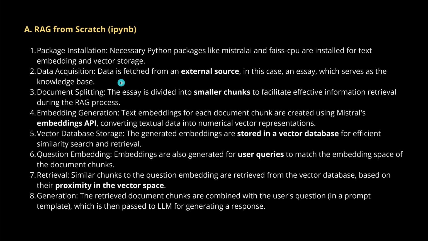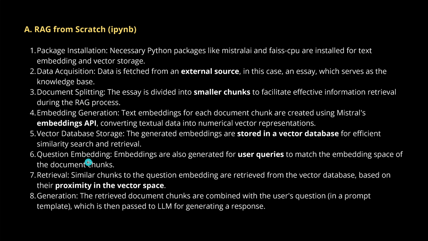Then we have the document splitting. So this data, let's say it's an essay, is divided into smaller chunks, maybe sentences, to facilitate effective information retrieval during the RAG process. Then again, as I've already shown you, we have the embedding generation. Our text embedding for each document chunk, our sentences now, is created using, for example, the Mistral embedding API, converting the textual data into a numerical vector representation in a high-dimensional mathematical space. Then those generated embeddings are stored in a vector database for similarity search and retrieval.